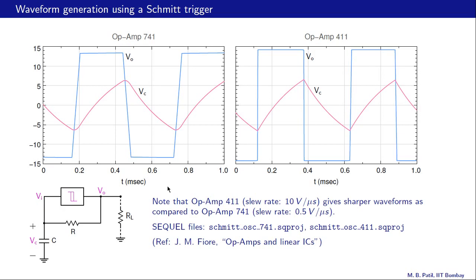If you hook up this circuit in the lab, you will realize that it cannot be pushed to arbitrarily high frequencies, and that is because op-amps have a finite slew rate. For example, op-amp 741 has a slew rate of 0.5 volts per microsecond. This is the waveform obtained with op-amp 741, and as we can see, it is not as sharp as we would expect theoretically. We have these slopes here.